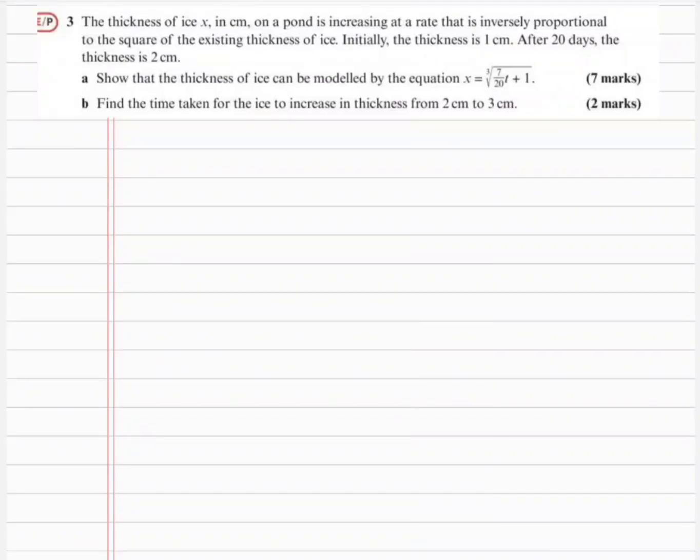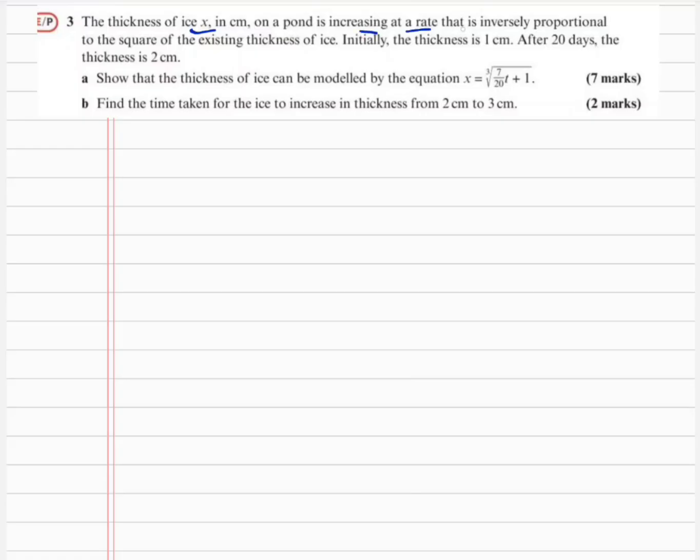This video is Exercise 11K, question 3. So we have a modeling question. The thickness of ice, x in centimeters. So x is basically the thickness of ice, is increasing at a rate that is inversely proportional to the square of the existing thickness of ice.